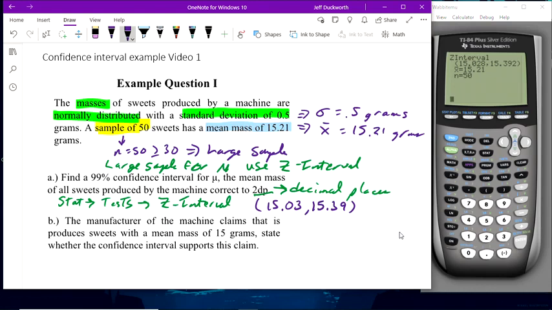Let's see. Part B. The manufacturer of the machine claims that it produces sweets with a mean mass of 15 grams. So they're saying that the mean is 15. So now we have to read this a couple ways. It seems to me by everything that's involved with this problem that we're looking for specifically this, that the mean is greater than or equal to 15. That's what they're telling us. They're not telling us that the mean is just 15.